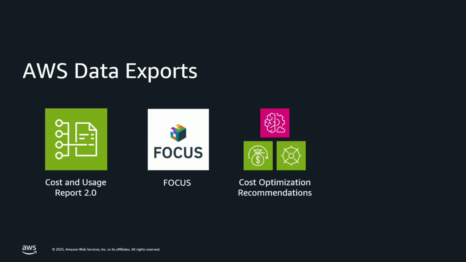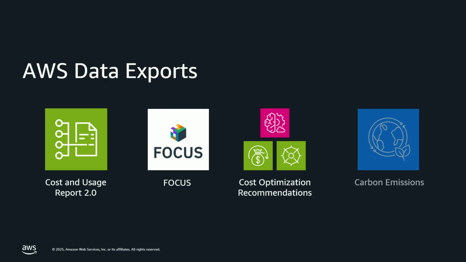And third is the cost optimization recommendations, which pulls the data from Cost Optimization Hub to help you identify cost optimization opportunities, like right sizing or savings plan recommendations. And lastly is the carbon emissions export, which provides you the carbon footprint data associated with your AWS usage to help you better track your sustainability data.